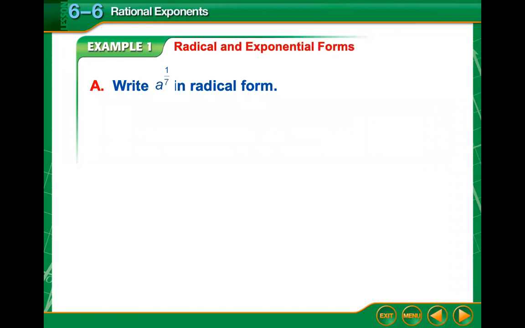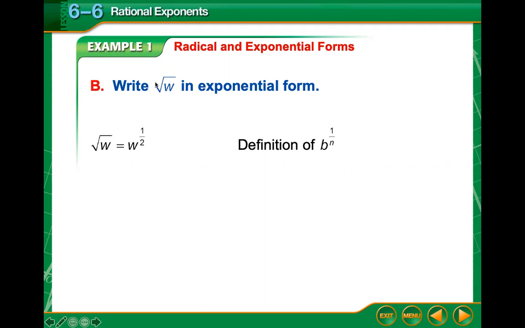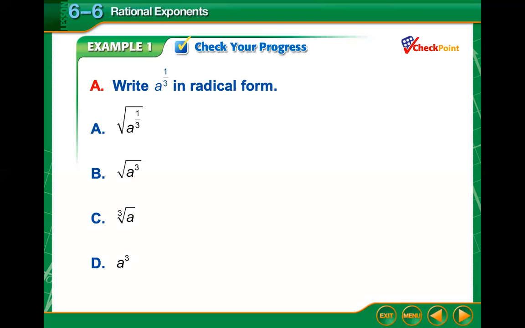So for our first example, we're going to write a to the 1/7 in radical form. By using the definition of b to the 1/n, we get a to the 1/7 is equal to the 7th root of a. And that is all we need to do. The same would apply if we're going to the exponential form. Remember, if we do not see anything in the n value where the index would be, it is a 2. So w to the 1/2 is the same thing as the square root of w. All right, go ahead, pause the video and try this one out.